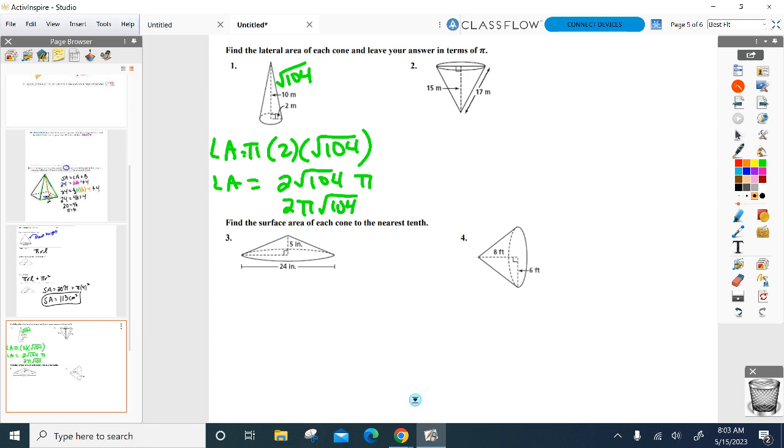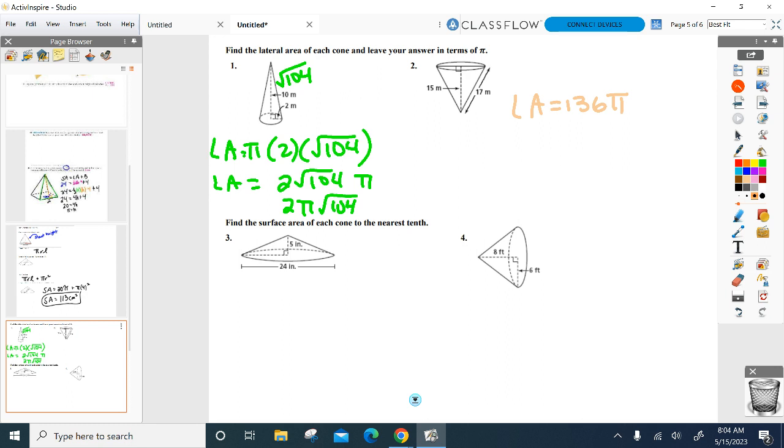All right, I'm just going to go through the answers. If you have a question where they came from, let me know. Number 2, I got a lateral area of 136 pi. Pi times 8 times 17. Pythagorean theorem will get you the radius of 8.